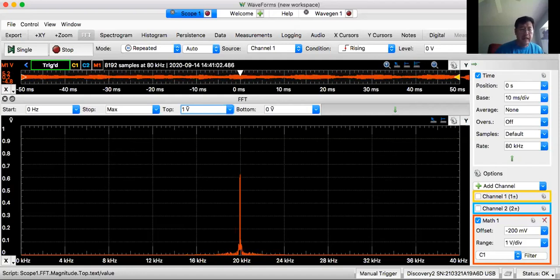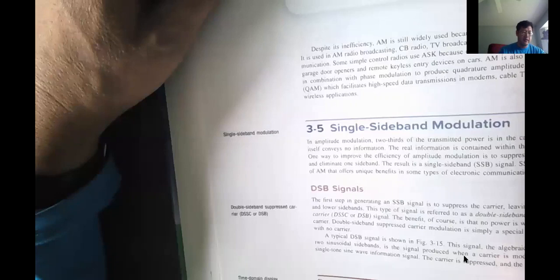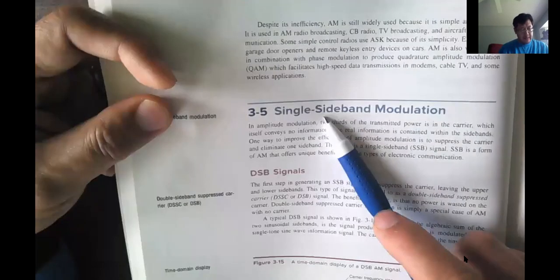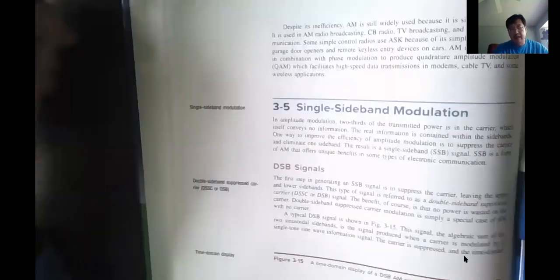So if AM is such a terrible idea, people began to think about ways to improve. One way to improve it is to remove the carrier. One obvious choice is: what happens if we remove our carrier? So that's our topic number 5, the modified AM system.